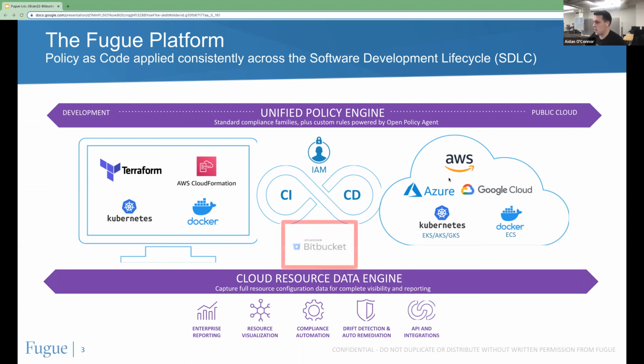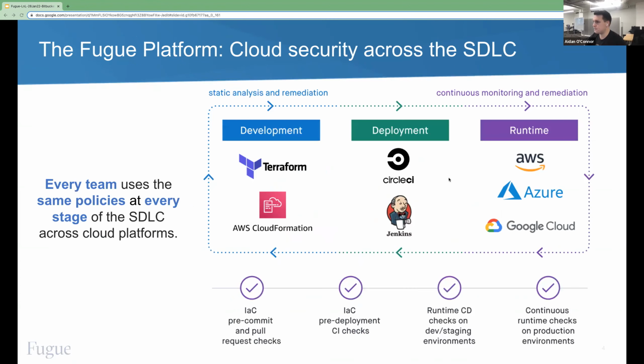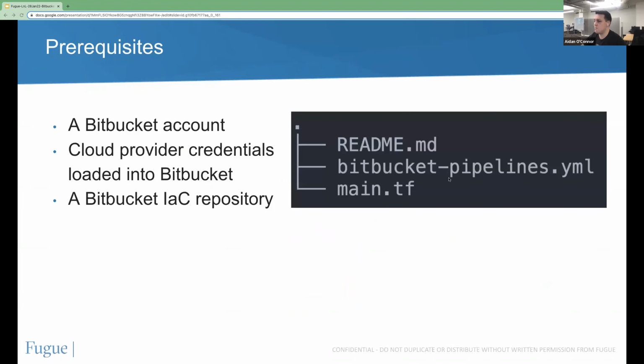So getting into what you'll need to get started today is a Bitbucket account. That can be either cloud or Bitbucket server, and you're going to want to enable pipelines. What you also need is cloud provider credentials loaded into Bitbucket. Today, I'm going to be using AWS, but you can use any cloud provider that Fugue supports. And then finally, a Bitbucket repository cloned locally containing cloud resources declared. For today, I'll do it with Terraform, but again, Kubernetes manifests, CloudFormation templates, etc.